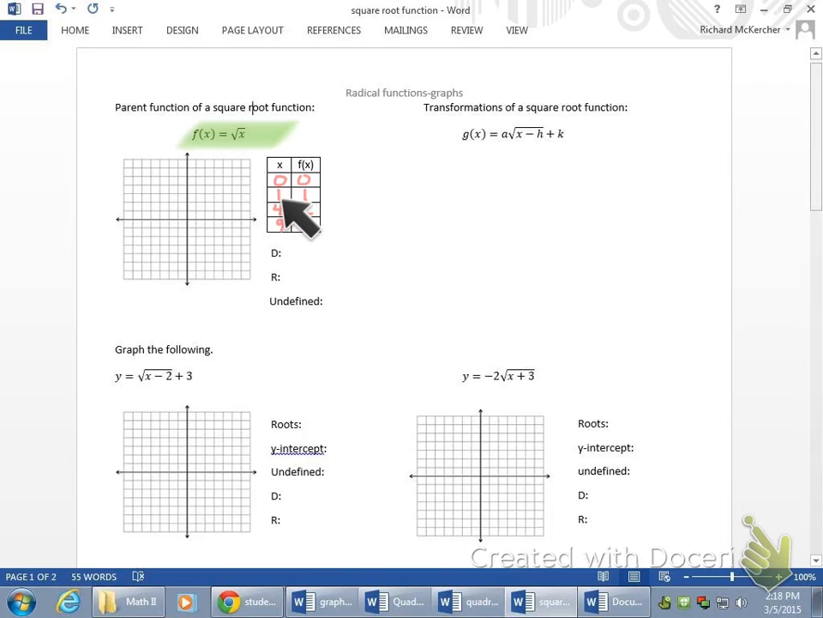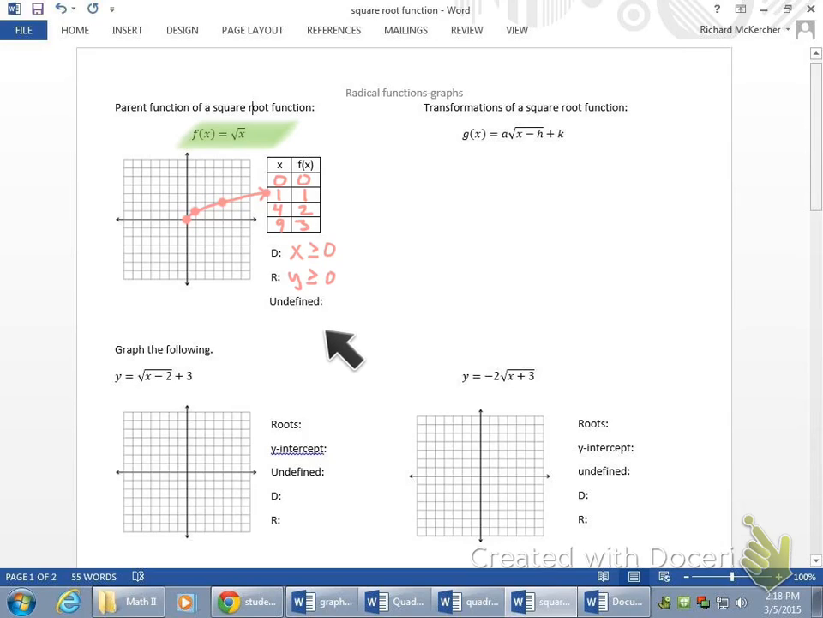So, when I plugged in a 1, I got a 1. When I plugged in a 4, the square root of 4 is 2, and the square root of 9 is 3. I plot those points, and I recognize that my square root function looks like this. Now it's easy to talk about domain and range. The domain is all my x values, so from here up, anything greater than or equal to 0, and my range is my y values, and again it's only from 0 and up.